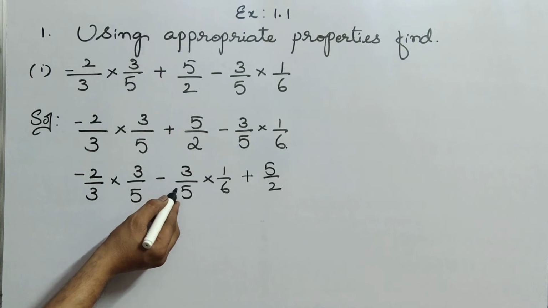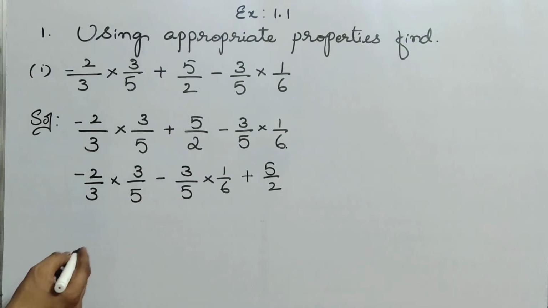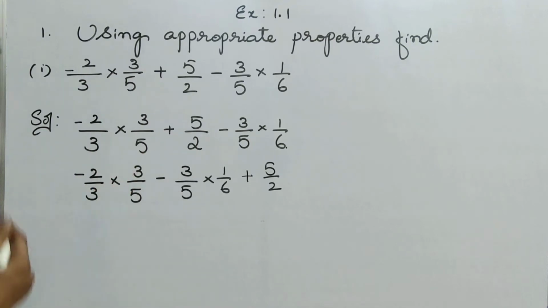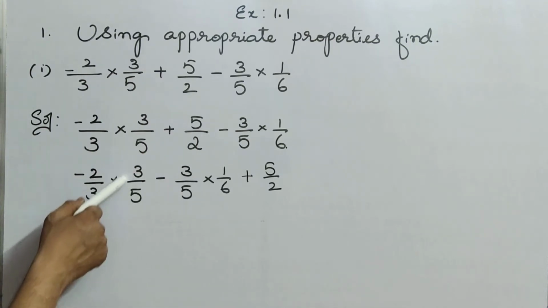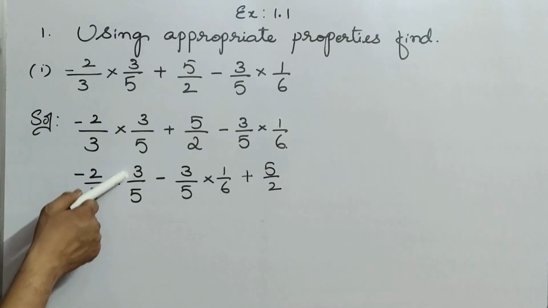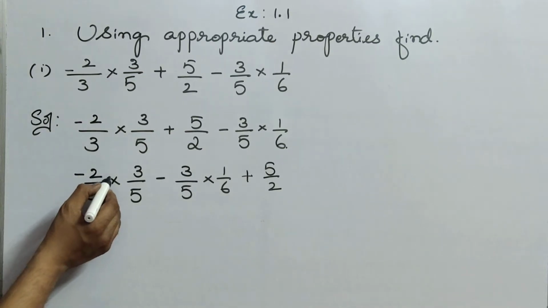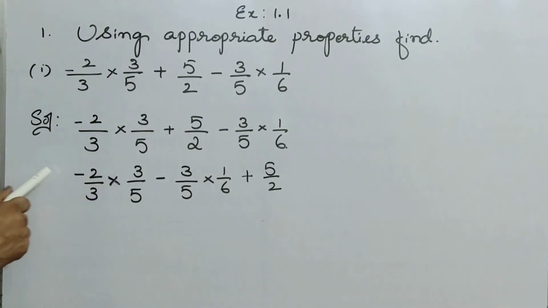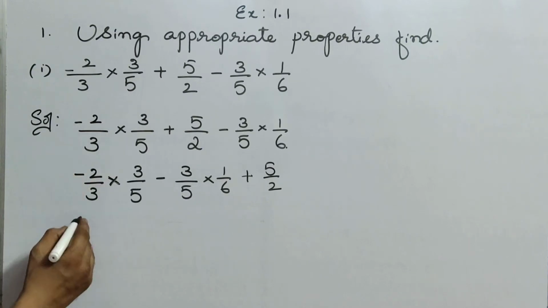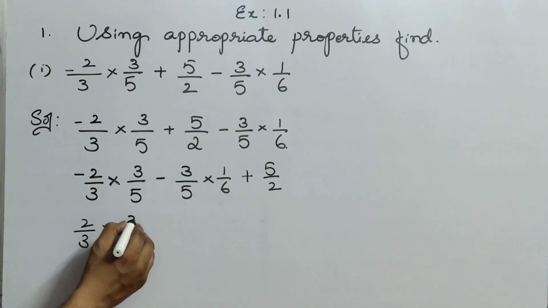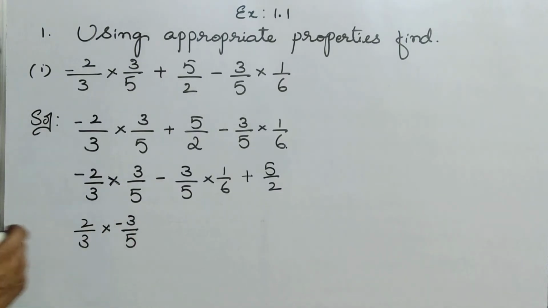Now, what to do? Here, you want to take common. Common in the sense, you know, no? Which is the most occurring thing here, 3 by 5 and 3 by 5. That number should come out. Okay, but here, what happened? Plus 3 by 5. Here, it is minus 3 by 5. Do one thing. It is multiplication only, no? This minus can be written here, no problem. That means 2 by 3 into minus 3 by 5. No answer will change if you do a small change here.